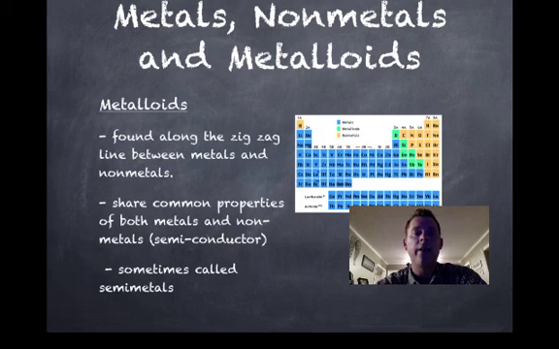Okay, and finally here, metalloids. These are confusing sometimes. Basically, what you need to know about metalloids is they're kind of a mixture between metals and nonmetals. They're found along the zigzag line between metals and nonmetals. You can see them in green. They share common properties of both metals and nonmetals. A semiconductor is not a conductor, it's not an insulator, it's a little bit of both. It allows some electricity to go through it, and it kind of stops some too. And they're sometimes called semi-metals.